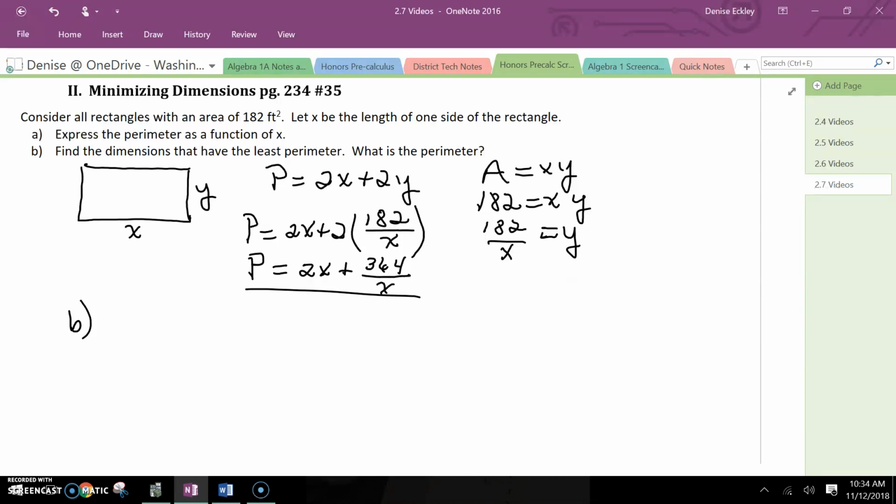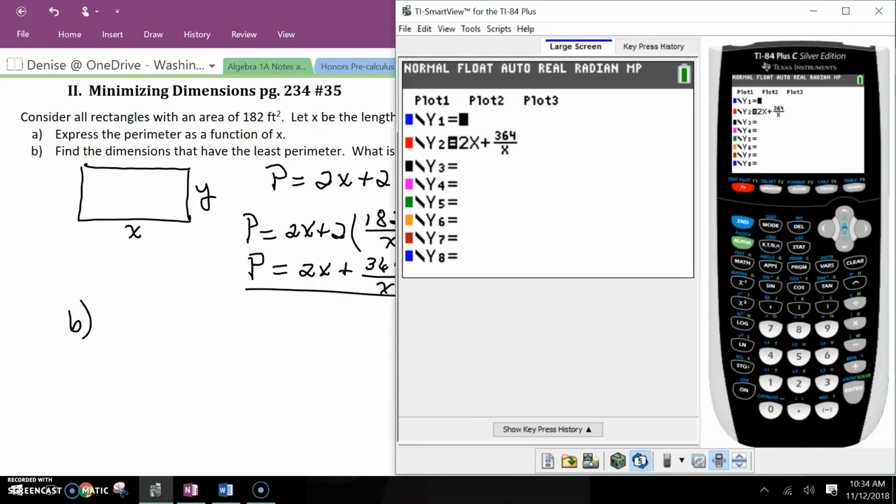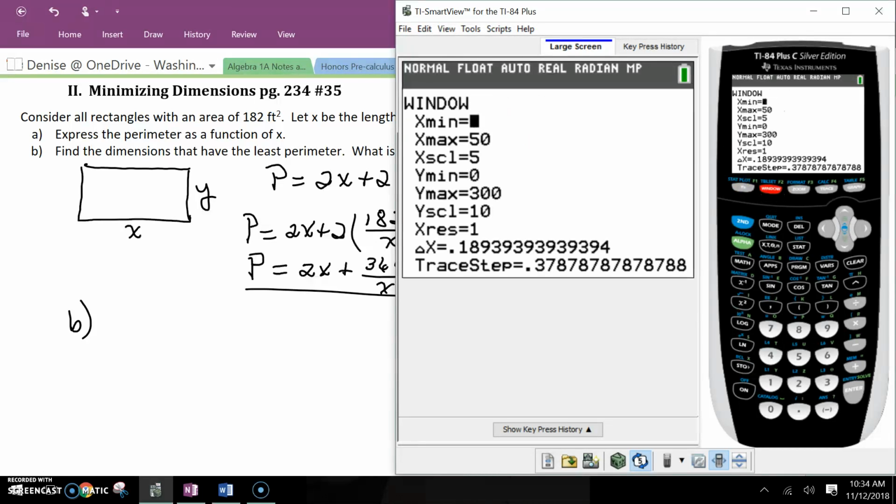Now in part B, they actually want us to find that perimeter and make sure that it's the least perimeter. So for this, what we're going to do is put that in our graphing calculator and find a minimum value that works. I went ahead and already put it in the graphing calculator, and you can see it's right there. You want to make sure that you set your window to show you where there's a minimum, because it's not going to look like a polynomial minimum. It's going to look a little different.